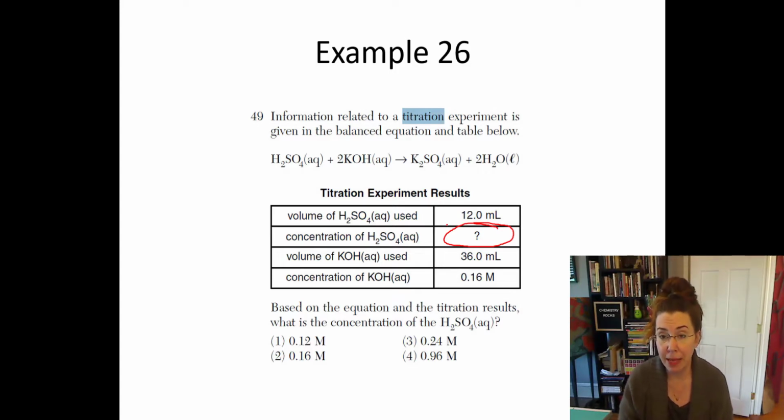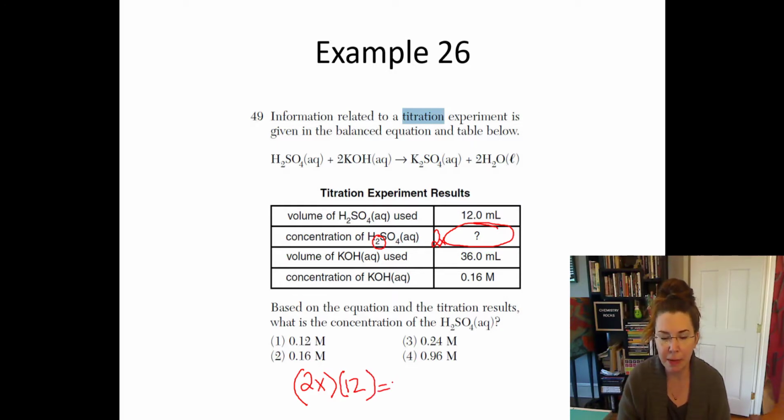So I'm going to use MaVa equals MbVb. But before I do, I'm going to notice this is a diprotic acid. So I'm going to multiply my concentration by 2. So instead of just having x as my unknown, I'm going to have 2x. So to set this up, I'm going to have 2x, this is my unknown concentration, times 12, that is my volume.